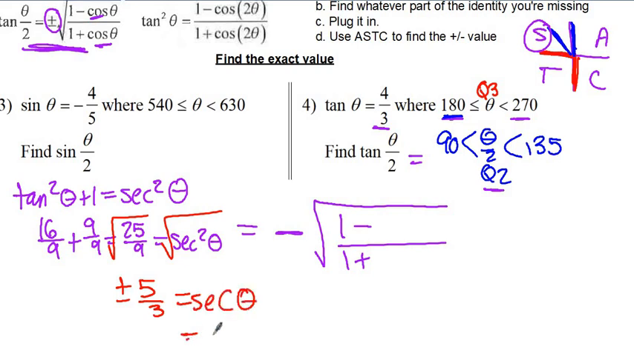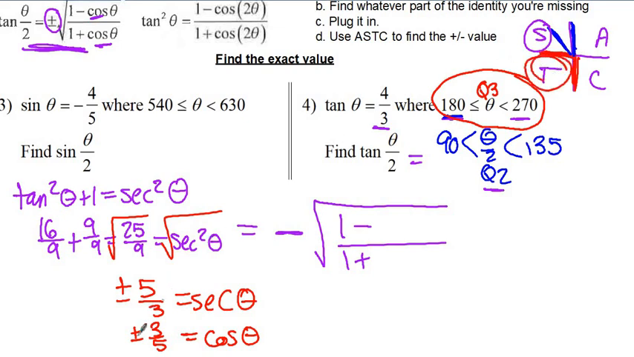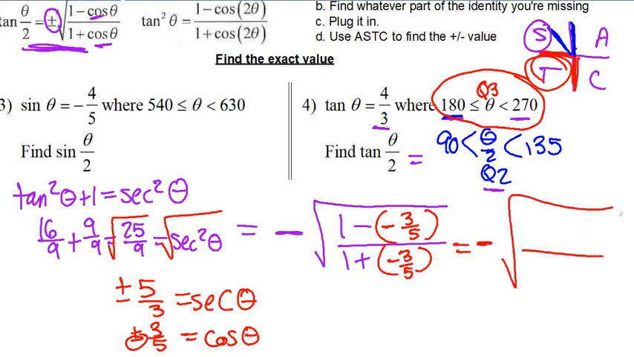So now the question is, what is cosine? Cosine is the reverse of that, so it's plus or minus 3 over 5. How do we know if it's plus or minus? Because we said that theta is in quadrant 3, and it's going to be minus because cosine is minus there. So we have minus 1 minus cosine, 1 minus negative 3 over 5, 1 plus negative 3 over 5. Those are our two results, so now we just have to simplify these fractions.